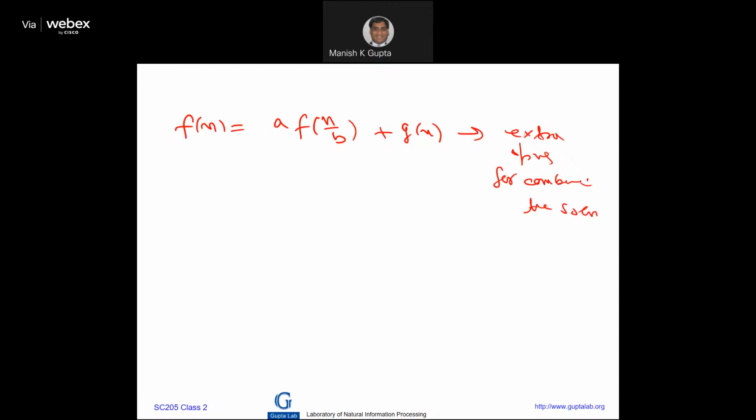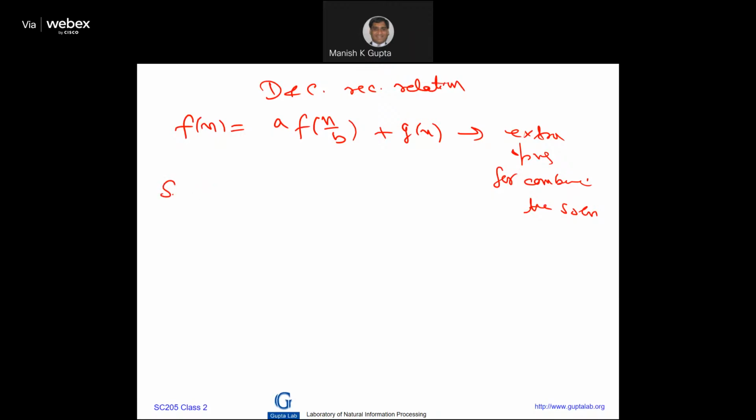So this is nothing but a divide and conquer recurrence relation. Whatever we saw in binary search, this could be the most general thing that can happen. Now, how do we simplify it or solve it?